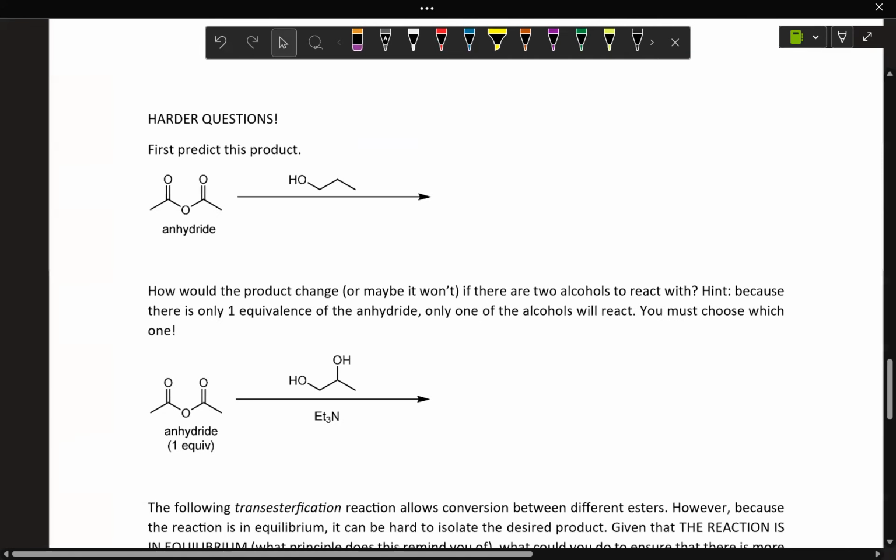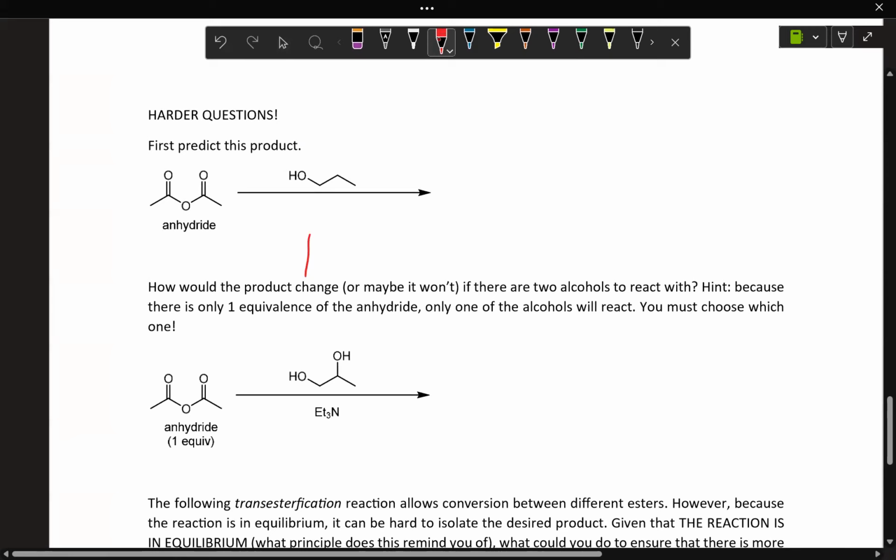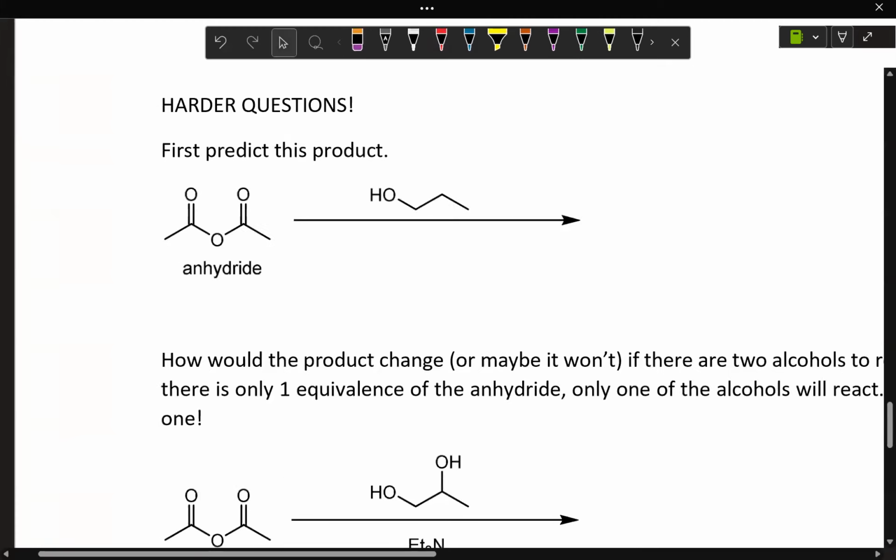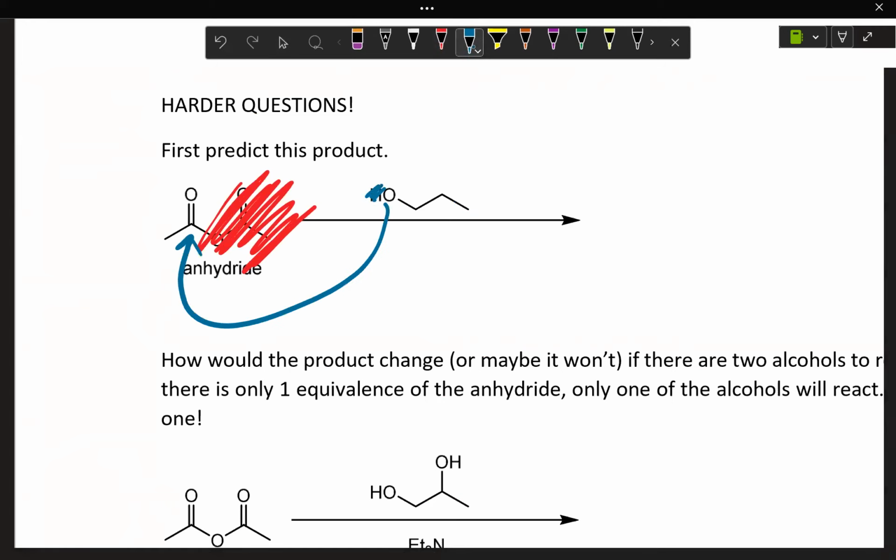All right, last page. These questions are a little harder. This first question isn't too hard, but I asked kind of an easier question before the harder question comes. So predict the product. We're starting with an anhydride, and we have an alcohol. Anytime you have an anhydride reacting with an alcohol, what's going to happen is one side of the anhydride is going to be taken off, and then this alcohol is going to be added to that carbonyl to create an ester.